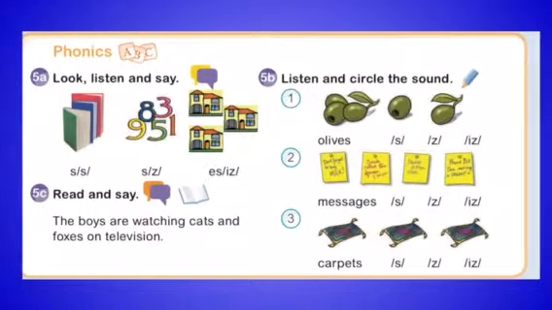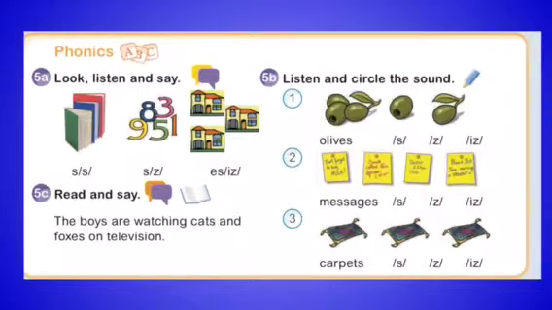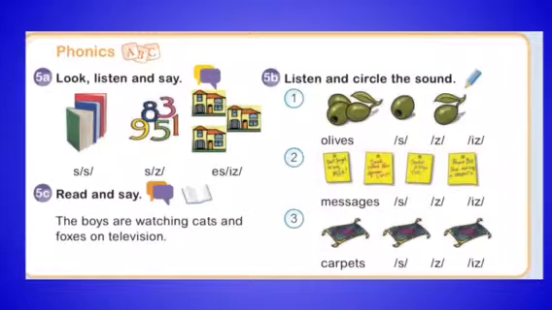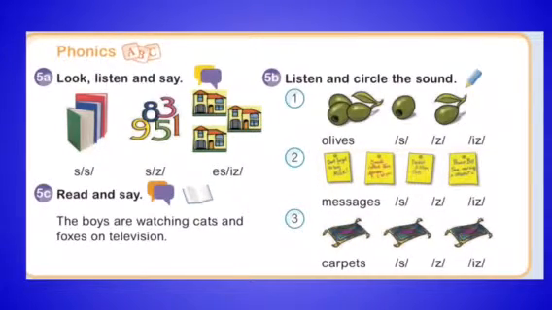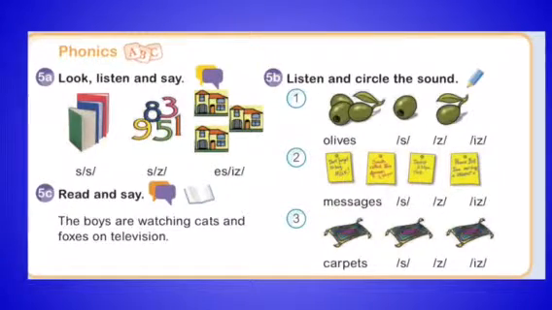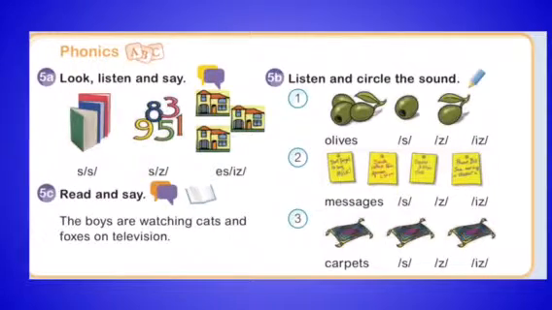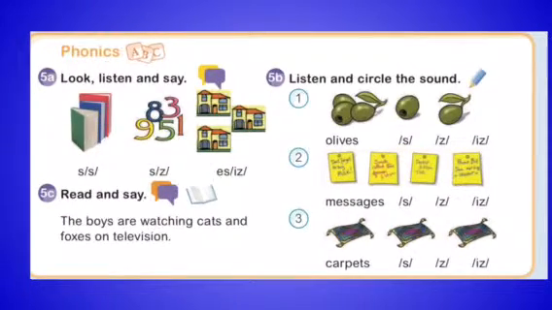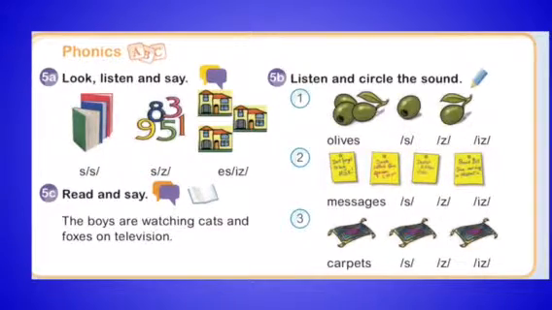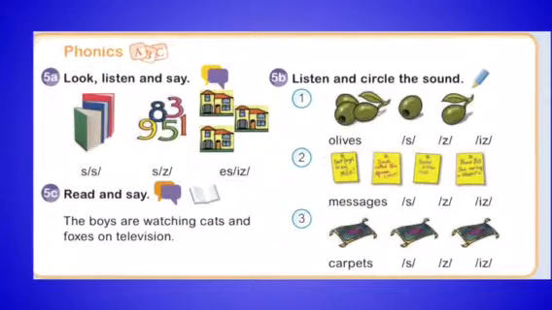Now we have number 5B. Listen and circle the sound. Olives. So which one is it? Is it the regular S, like S or Z or iz? Number 2, messages. Which one is it? S or Z or iz? Number 3, carpets. Which one is it? S, Z or iz? That's it.